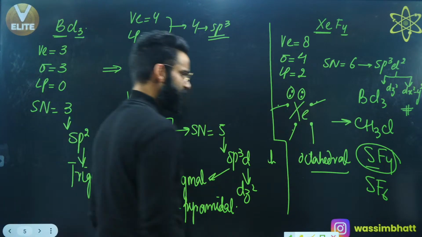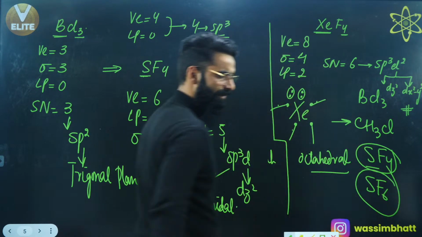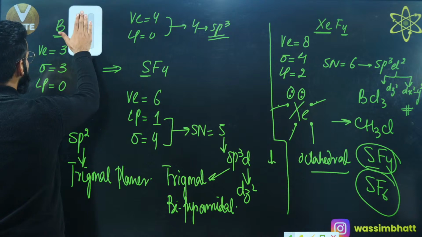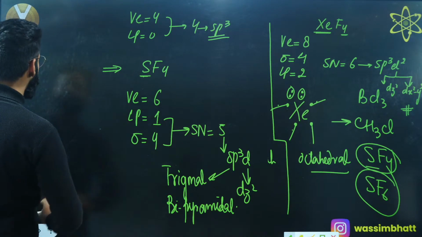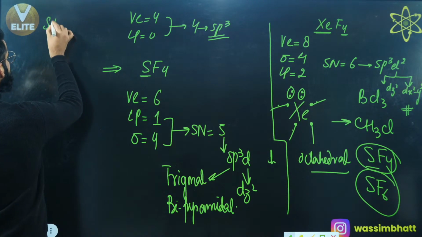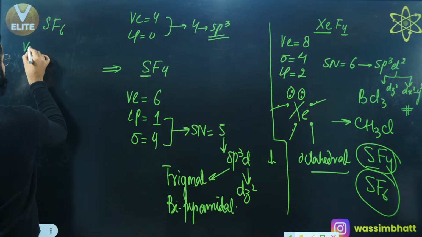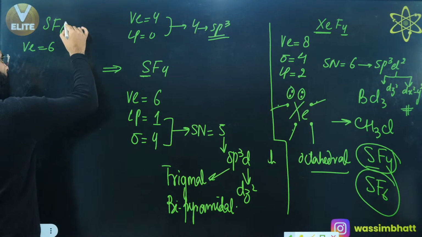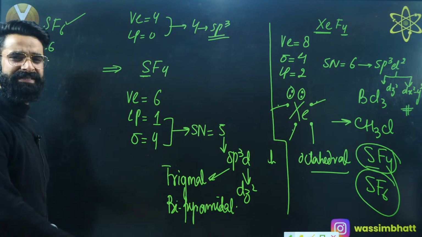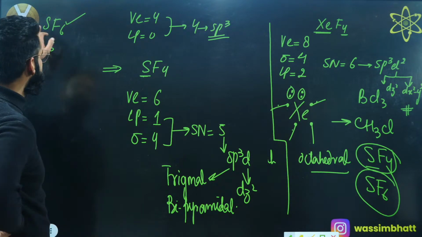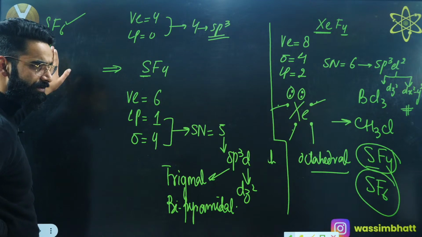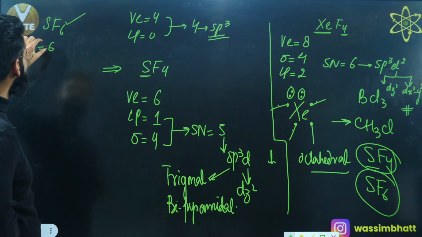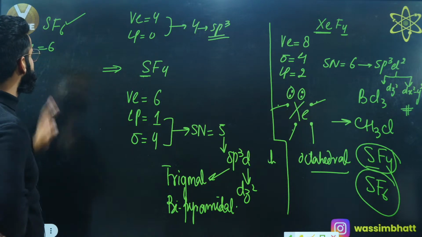Now the last case which someone gave was SF6. Let's have a look at SF6 as well and see the hybridization of it. Again, sulfur has 6 valence electrons. It is using all 6 valence electrons to form 6 sigma bonds with fluorine, right?